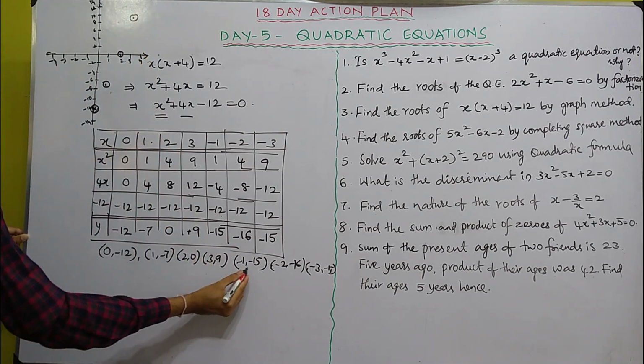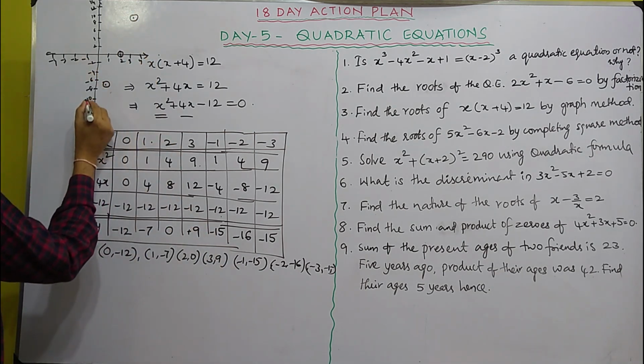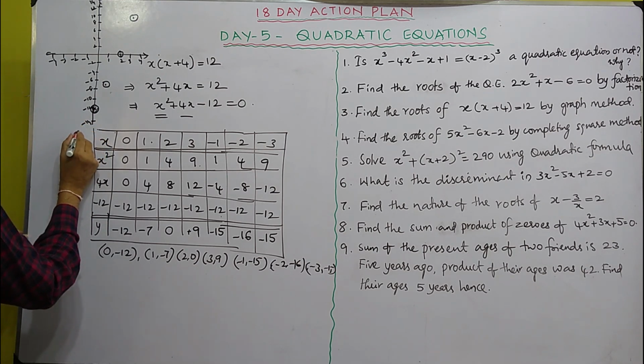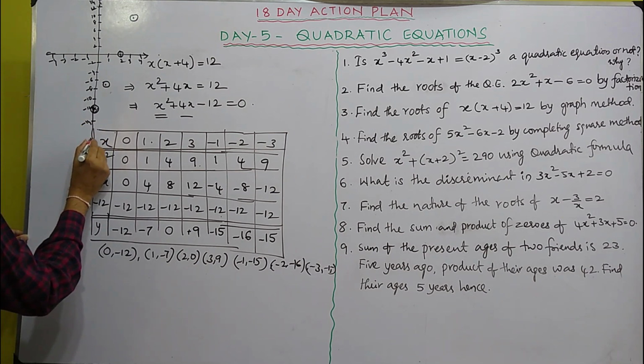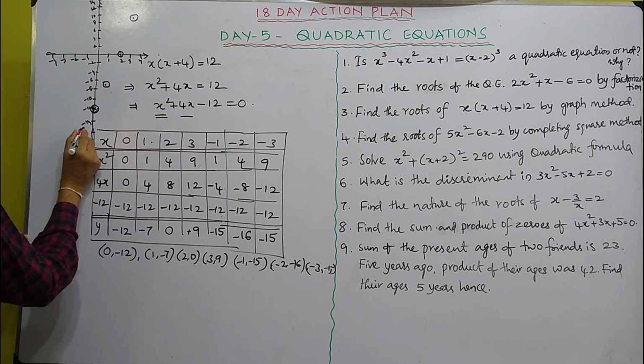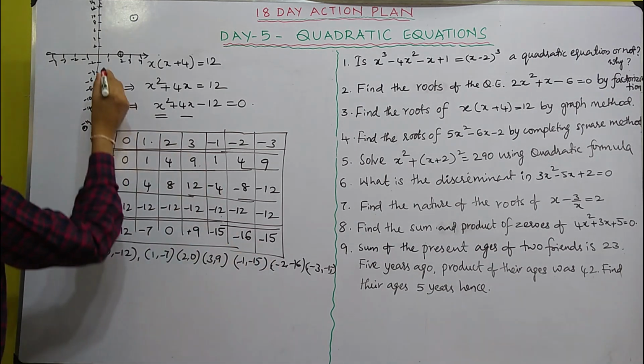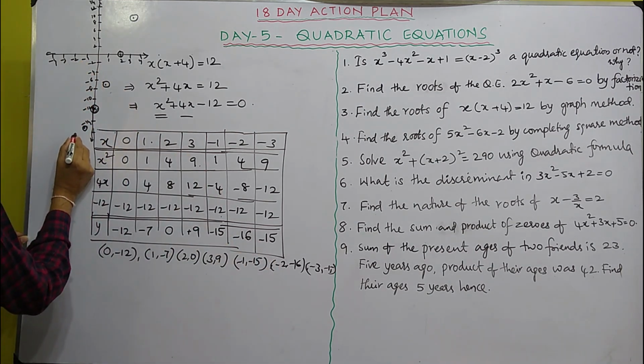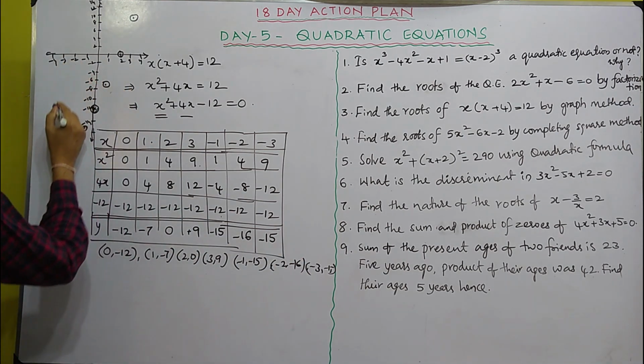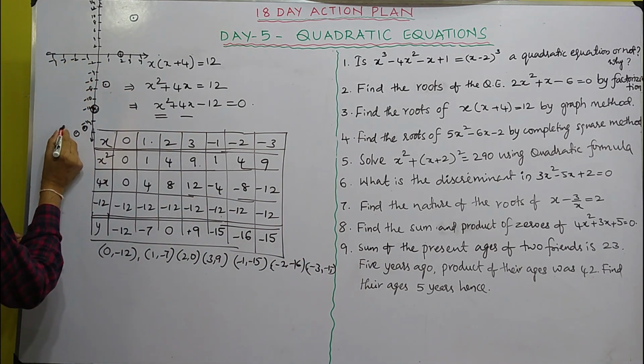Now minus 1 comma minus 15. Because it is 14 here, it will be 16 here, so it will be minus 1 comma minus 15 here. Next, minus 2 comma minus 16, here. Minus 3 comma minus 15, so minus 3 comma minus 15 here once again.